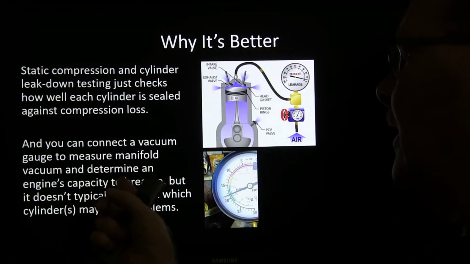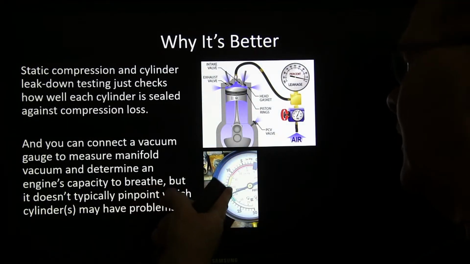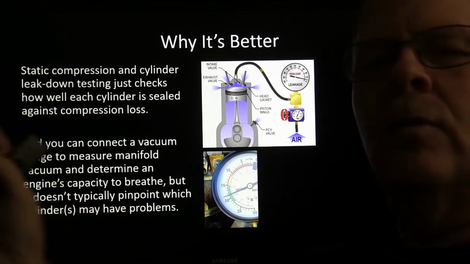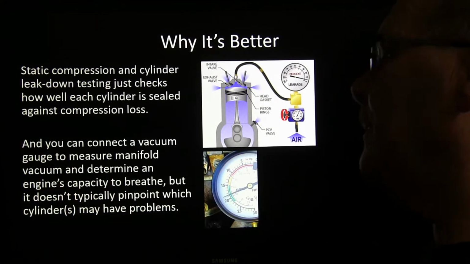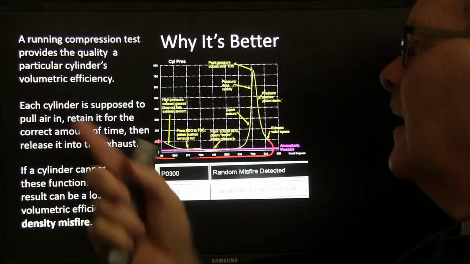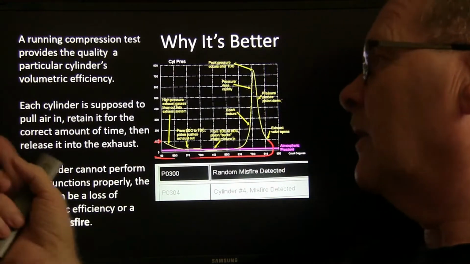And you can connect a vacuum gauge to measure manifold vacuum and determine an engine's capacity to breathe, 18 to 22, see in the green there, but that doesn't typically pinpoint which cylinders have a problem. Alright, and so a running compression test provides the quality of a particular cylinder's ability to breathe, its volumetric efficiency.